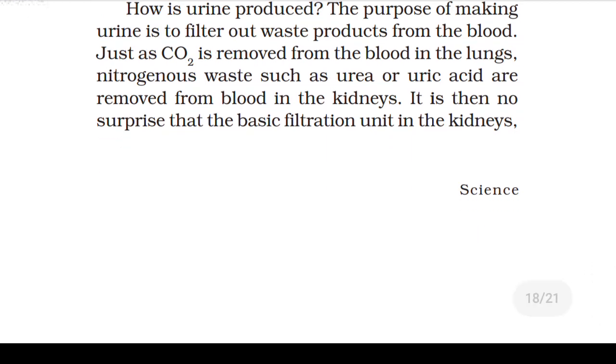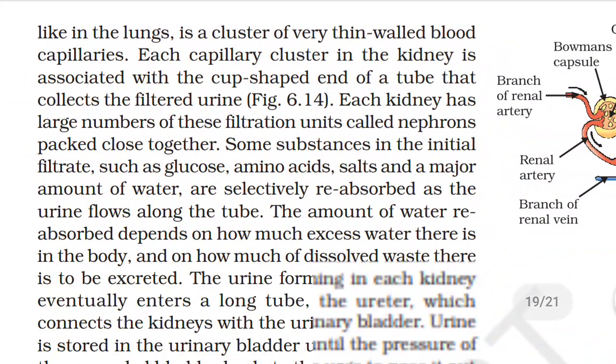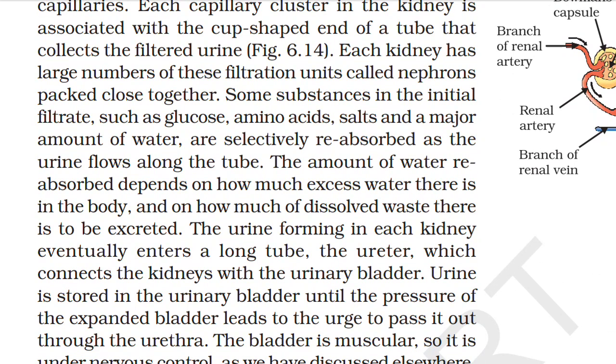It is then no surprise that the basic filtration unit in kidneys, like in the lungs, is a cluster of very thin-walled capillaries, blood capillaries. Each capillary cluster in the kidney is associated with the cup-shaped end of a tube that collects the filtered urine. Each kidney has large numbers of these filtration units called nephrons packed close together.